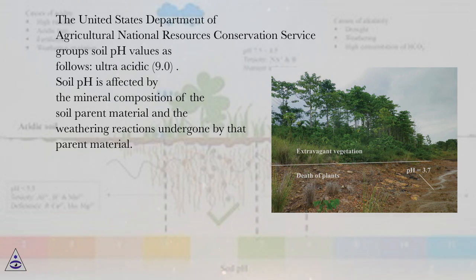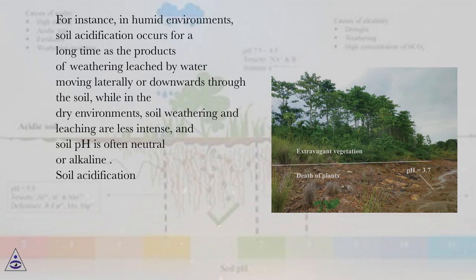Soil pH is affected by the mineral composition of the soil parent material and the weathering reactions undergone by that parent material. For instance, in humid environments, soil acidification occurs over a long time as the products of weathering are leached by water moving laterally or downwards through the soil, while in dry environments, soil weathering and leaching are less intense, and soil pH is often neutral or alkaline.